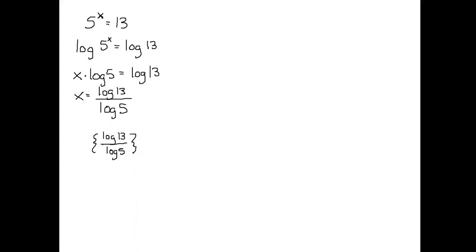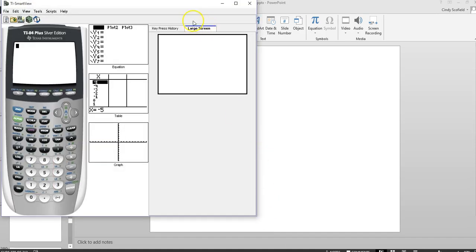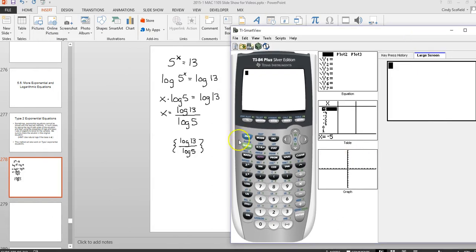Now, if you want a decimal approximation, that was loud, I'm sorry. Turn that down. Decimal approximation in your calculator, log without a base is log base 10. So log 13, make sure you close the parentheses, divided by log 5. Again, close the parentheses. So there's your decimal approximation, around 1.594.